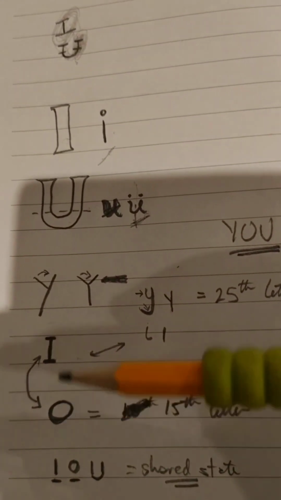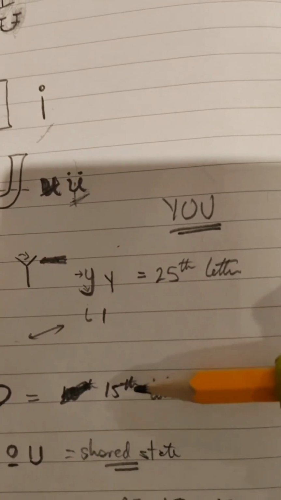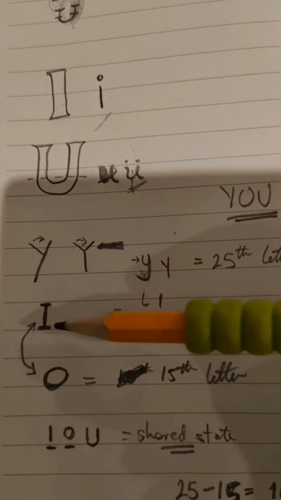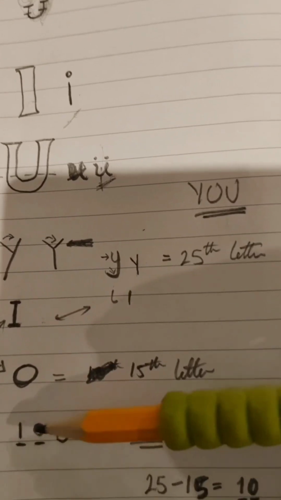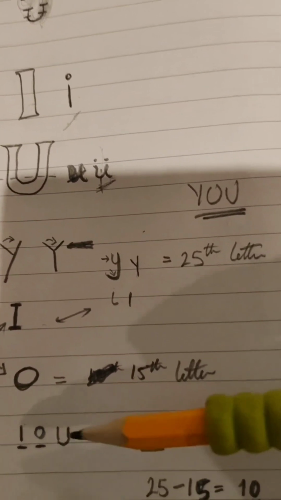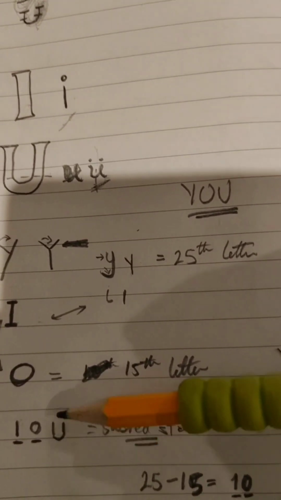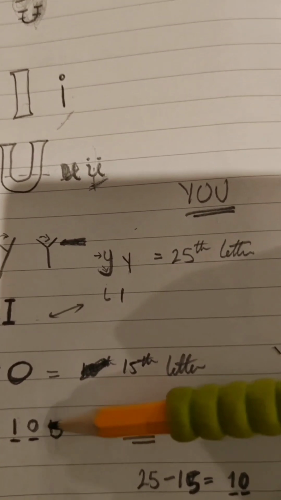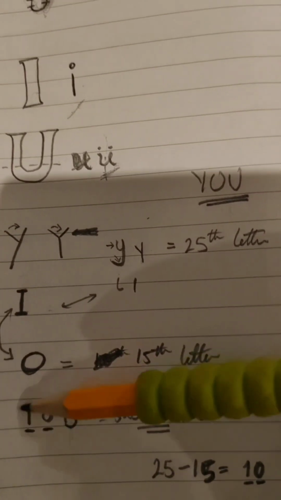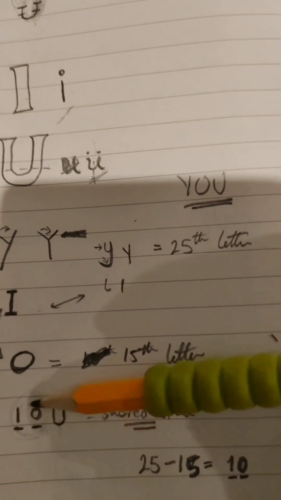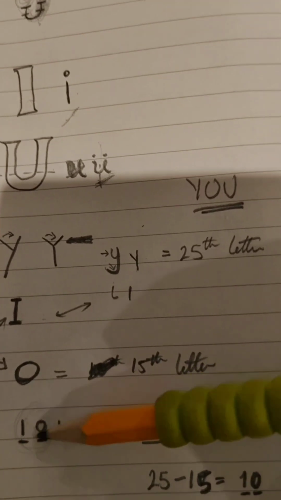Okay, now we go to the letter O. That's just 0. Yeah, 15th letter. So we have I-O, which is basically the matrix code 1 and O. Yeah, and you have the two I's linked together, which is basically the reflection. It's a shared state, so the fact that these two exist in the word, it's a shared state. The all and like what we are.